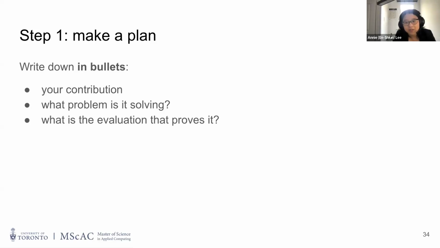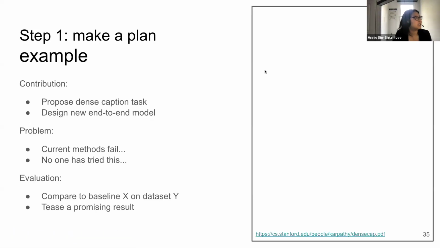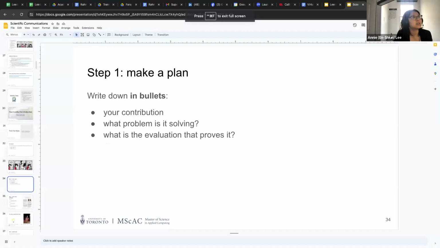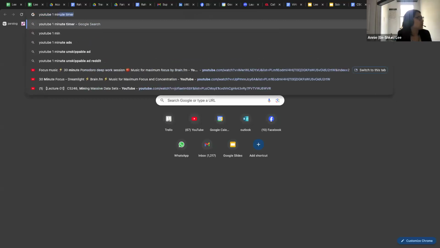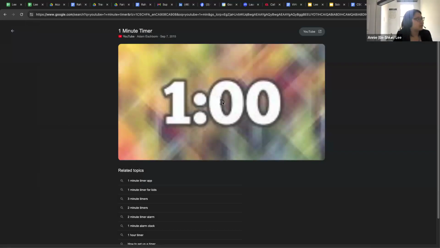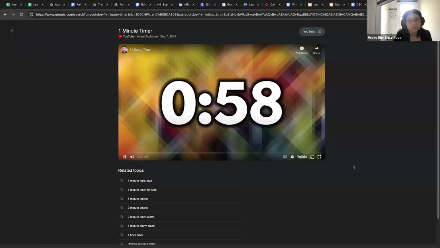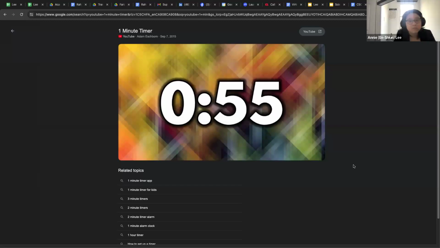So if you could, just on a piece of paper, write down for your problem: what is your contribution? What problem are you solving? And what is your evaluation that solves it? So I'm just going to put a 1-minute timer here. It will be important for you to write it down, or if you feel motivated, you can also type it in the chat.